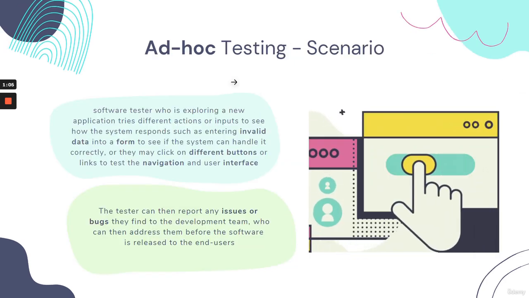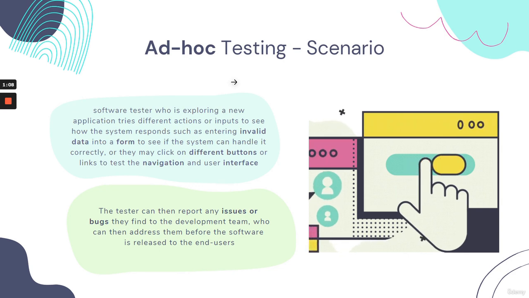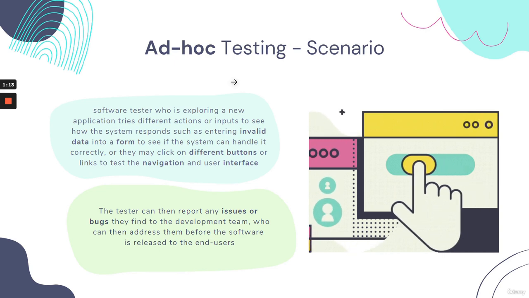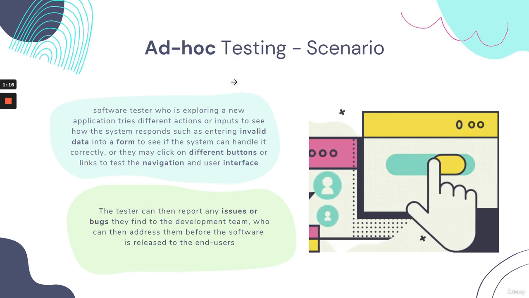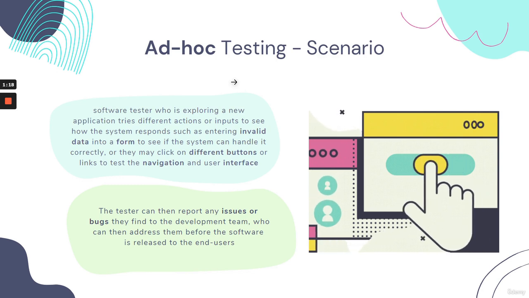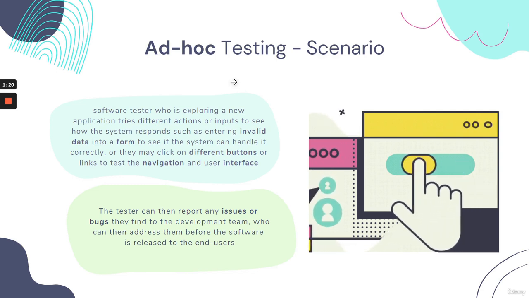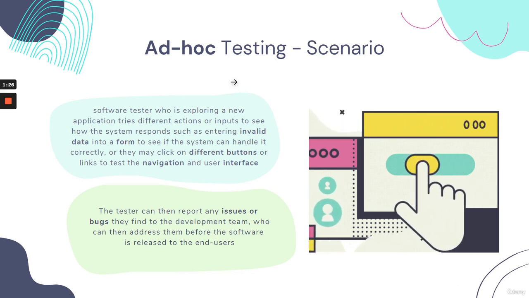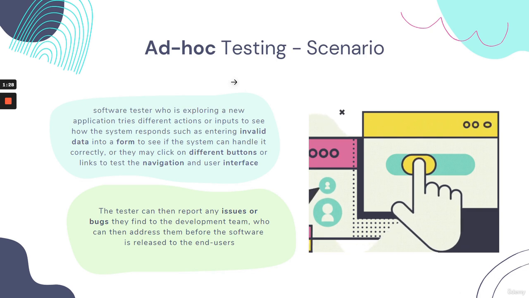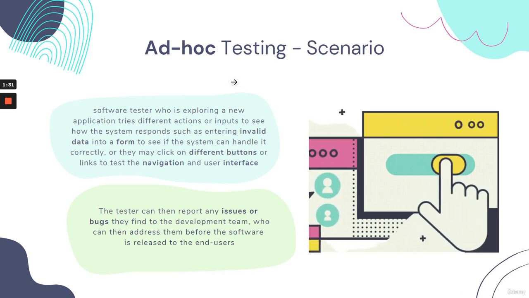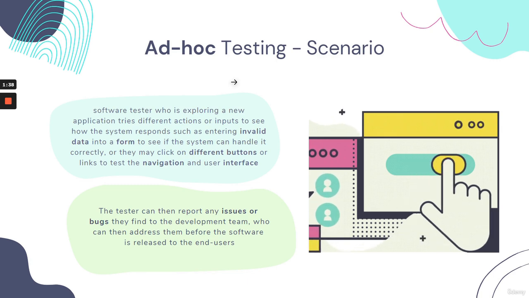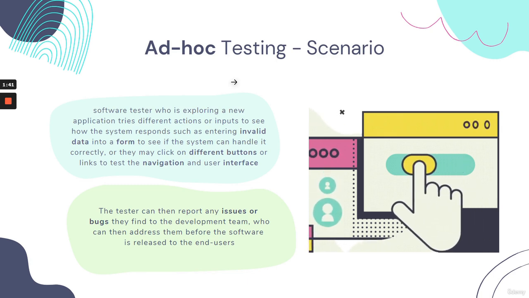Let's look at an example of ad hoc testing, a scenario in which a software tester who is exploring a new application tries different actions or inputs to see how the system responds, such as entering invalid data into a form to see if the system can handle it correctly, or they may click on different buttons or links to test the navigation and user interface. The tester can then report any issues or bugs they find to the development team, who can then address them before the software is released to the end users.